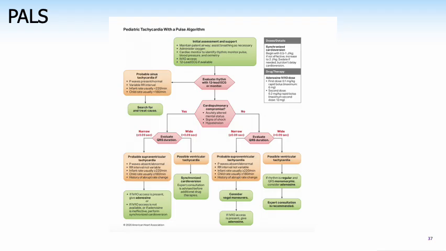I'm only going to spend 2 seconds on this PALS algorithm because you all are very familiar with this, but this is mostly to say that in assessing patients, even PALS breaks it down into wide or narrow, and then what do you think is going on from there? Obviously, the most important thing from an inpatient perspective and from a clinical perspective is to assess what's the patient's status, how do they look?